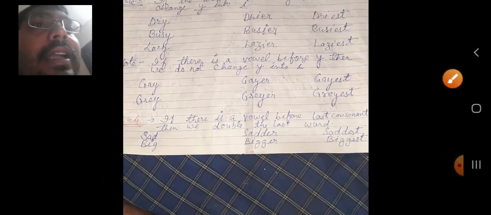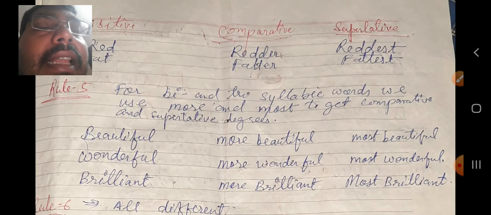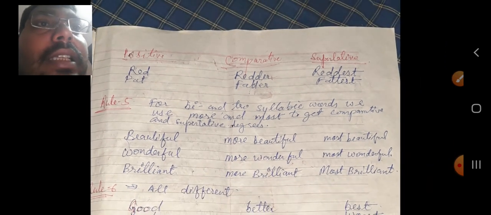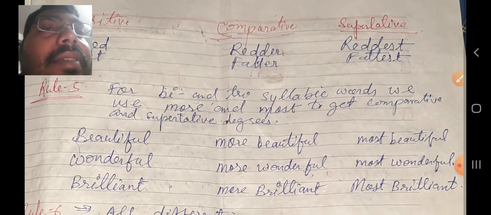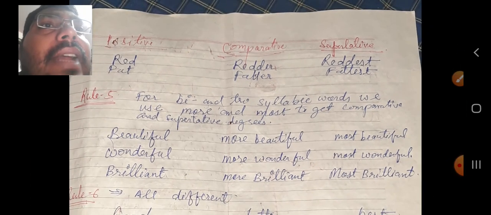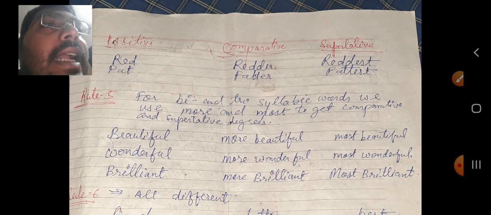If you find certain words like that, some more words are there, like red. D is a consonant, and before that consonant there is a vowel. We double this last letter: redder and reddest. And in the same way, fat, F-A-T. T is there, and before T there is a vowel A. So fatter, F-A-T-T-E-R, and fattest.